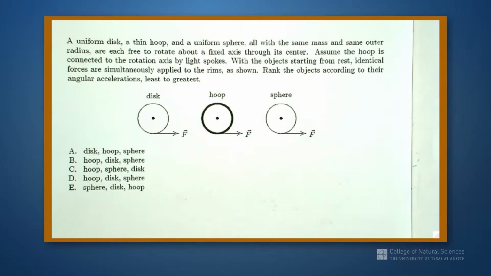Okay, let's take a look at this problem. I don't think it's too difficult, but let's read it. It says a uniform disk, a thin hoop, and a uniform sphere, all with the same mass and same outer radius, are each free to rotate about a fixed axis through the center. So we have the axes, we have different values for these.